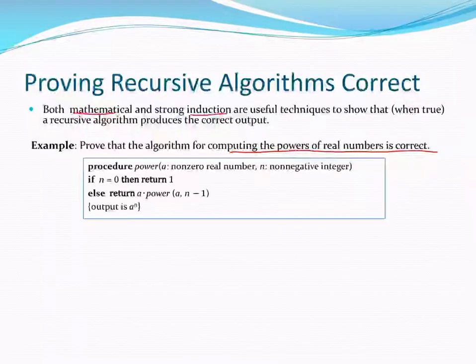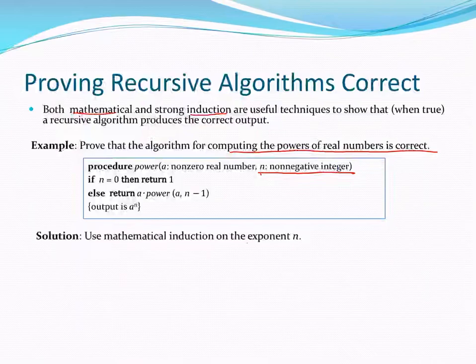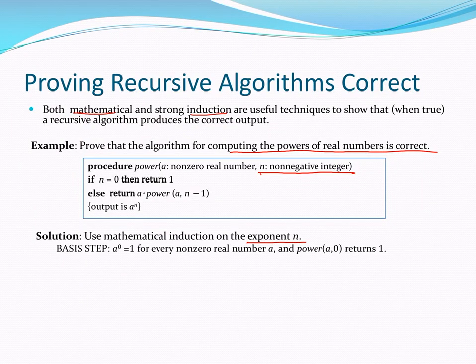There it is again, calculating a to the n. And so we want to prove that this is true for all non-negative integers n. So what we're going to do induction on is the exponent n. Our base case will be n equals 0. We know that a to the 0 is 1. And we can see that power of a and 0 returns 1 because we've constructed it to do so. That's the base case, so the basis step is true.